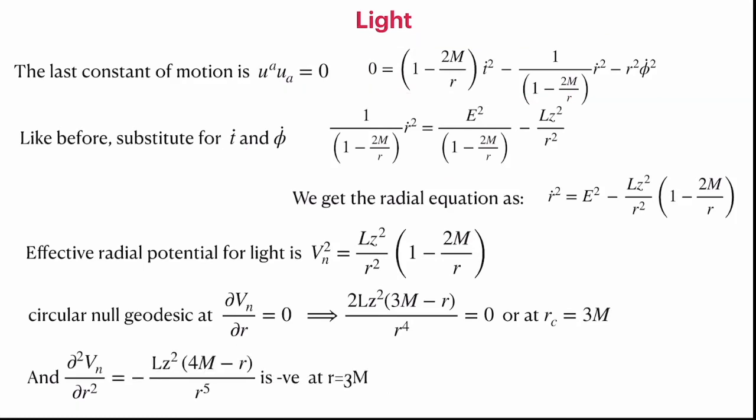Okay, we can take the second derivative of the potential, and that turns out to be this expression: L_z squared divided by r to the power 5 times (4m - r). Now when you put r equal to 3m, that is where we have the maxima. We see that the second derivative is going to be negative, and that means that the circular orbit of a light or photon is unstable at r equal to 3m.